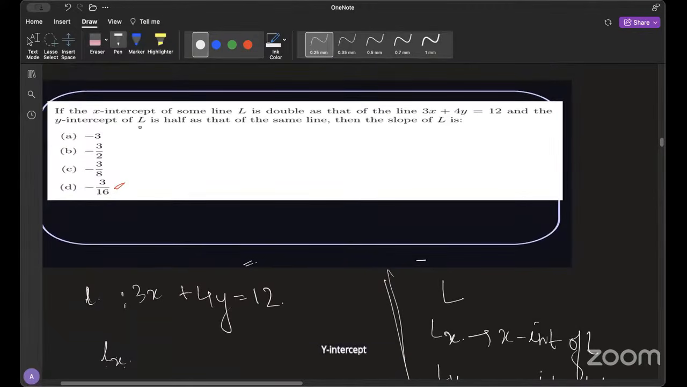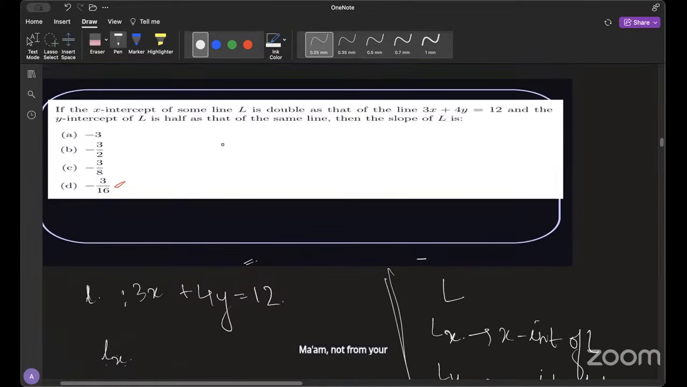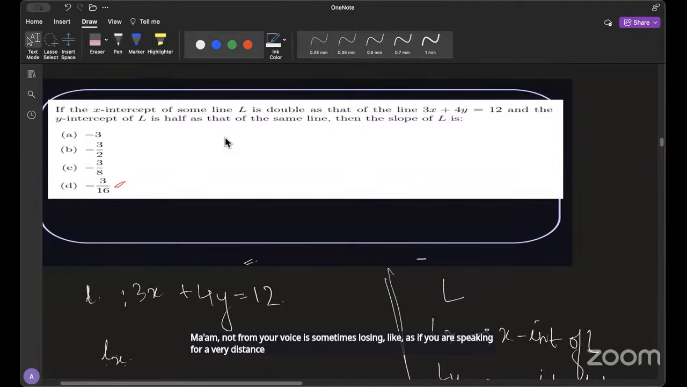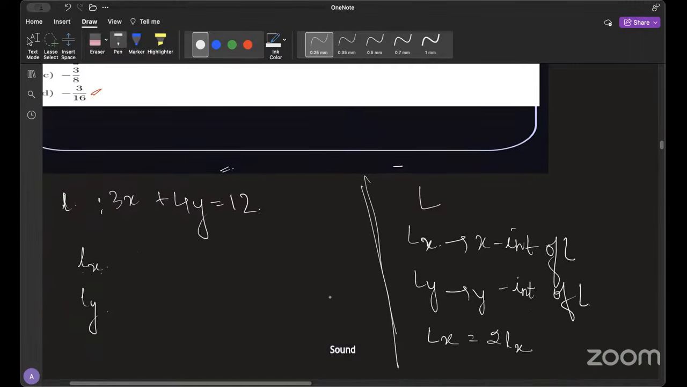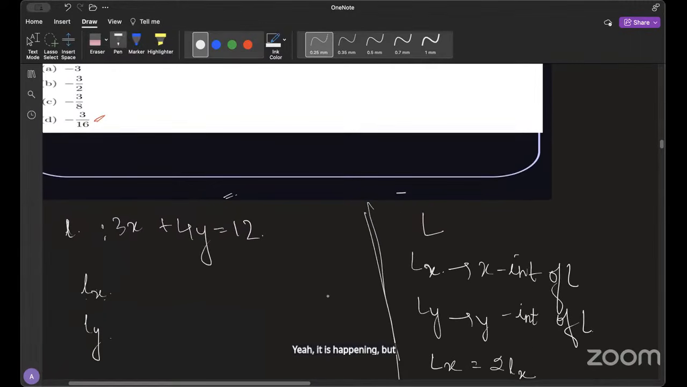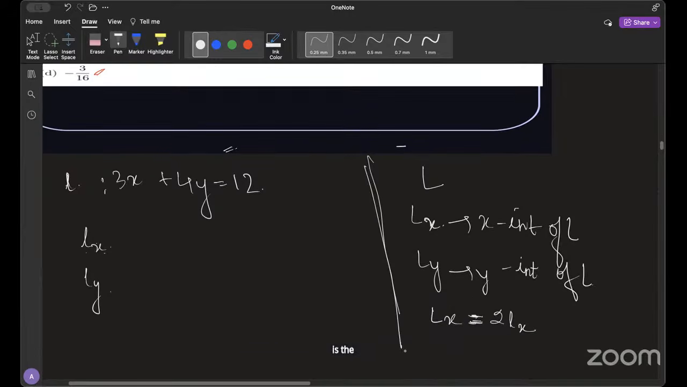If I'm not wrong, your voice is sometimes losing, as if you are speaking from very far away. Sometimes it's very audible. So I'm not sure whether I'm having this issue or all of us. Yeah, same issue here also. Sound quality is very bad. Okay, yeah, it is happening, but it is okay for us. I'll try to place the mic a little closer to me. Is the sound better now?